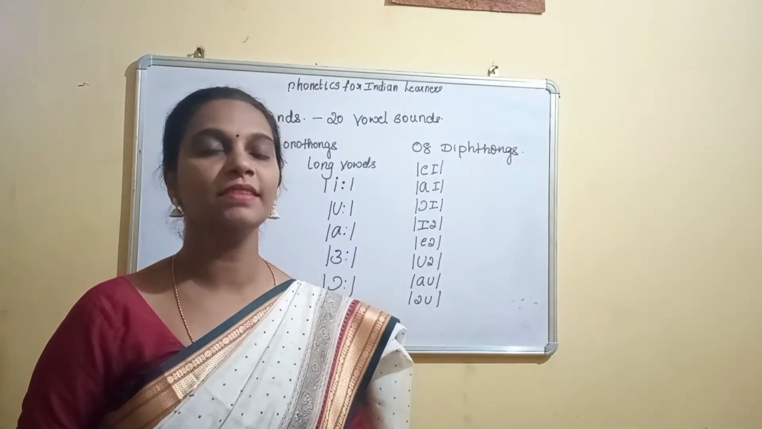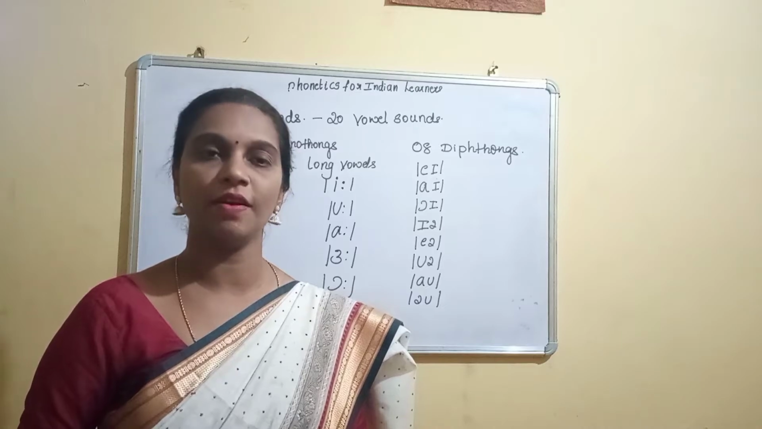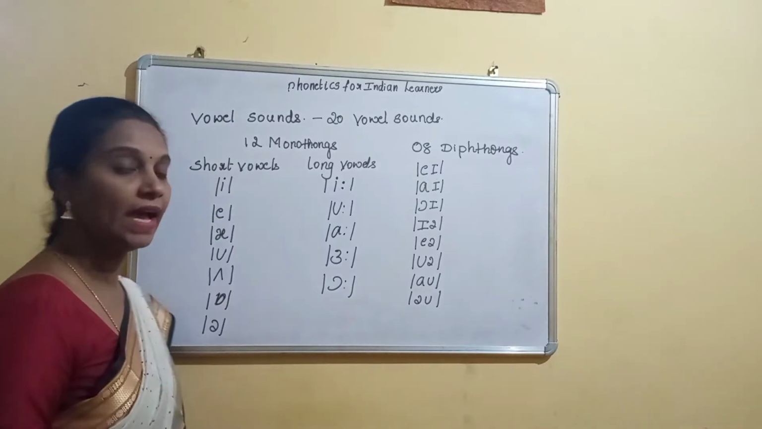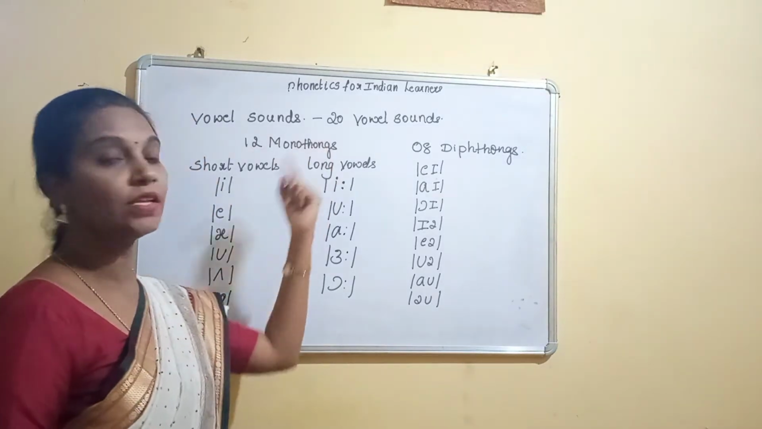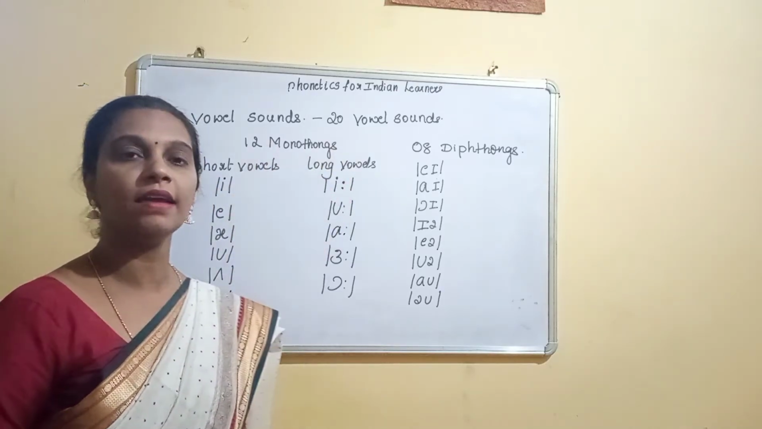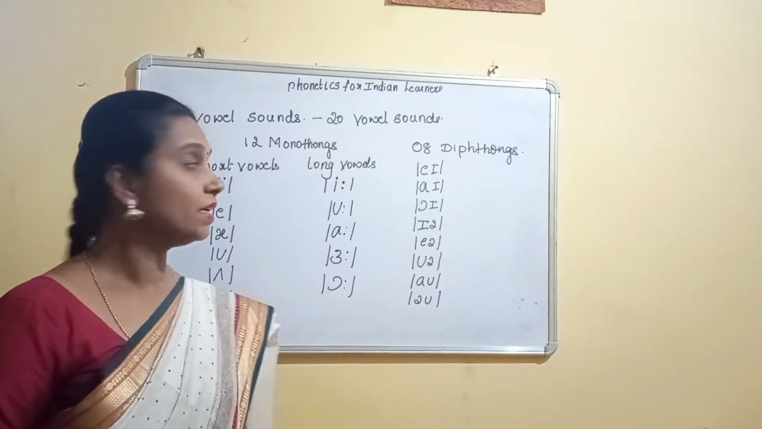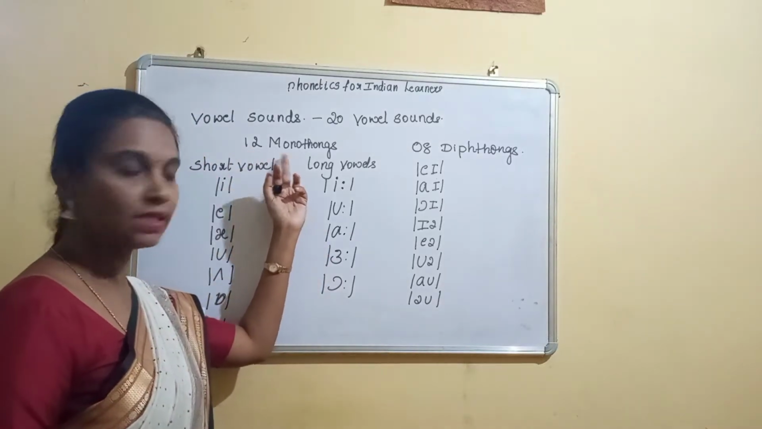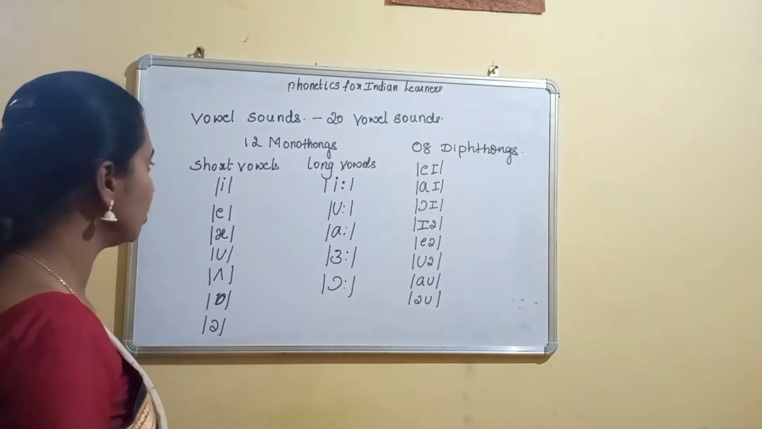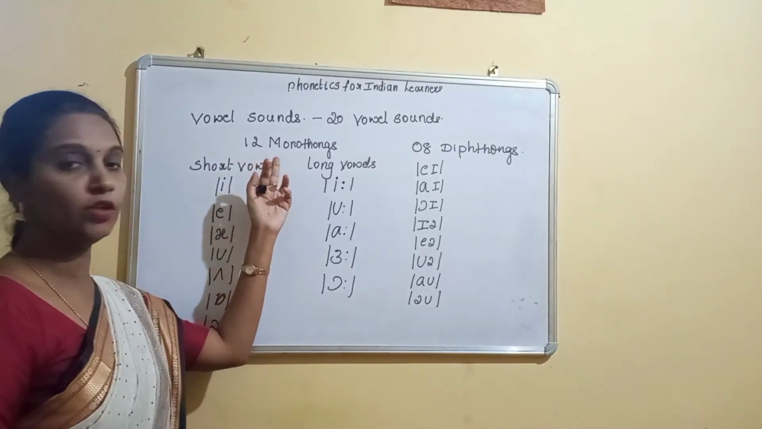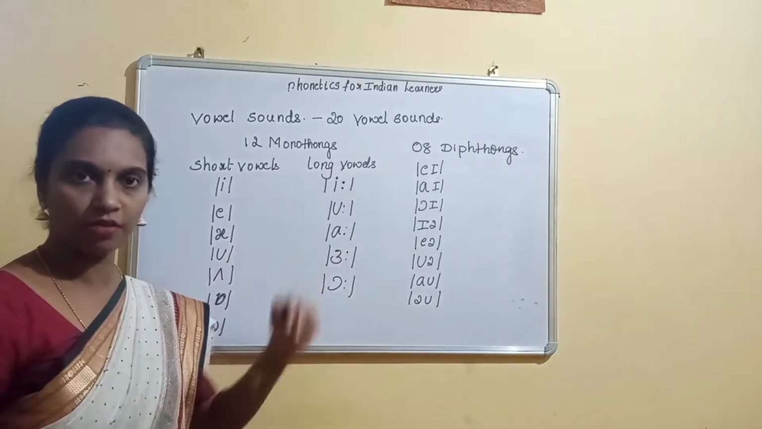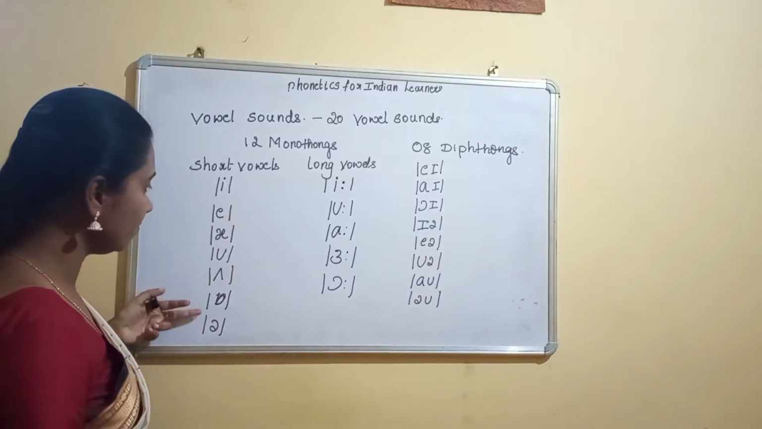Now let us learn the symbols of all the 44 sounds with examples. As we learned just now, there are 20 vowel sounds, divided into two groups: 12 monophthongs and 8 diphthongs. Now let us see the symbols of the monophthongs. The 12 monophthongs are again divided into short vowels and long vowel sounds. So these are the short vowel symbols.